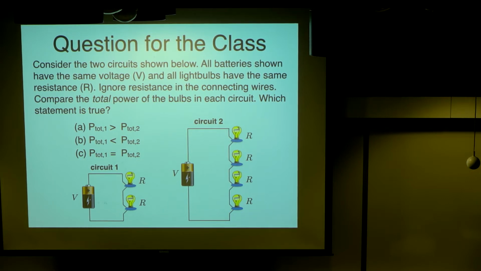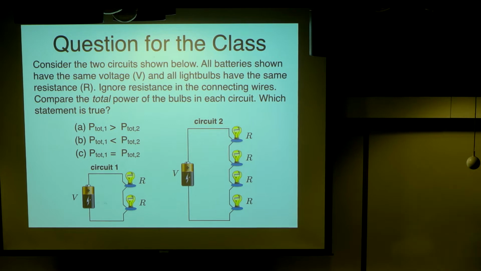All right, so let's put this one to a vote. You have to vote. Mandatory voting. Who thinks it's A, that the total power output of the bulbs in circuit number 1 is greater? B? C? Okay. Only a few for B and C. It is A. Okay, that is correct.